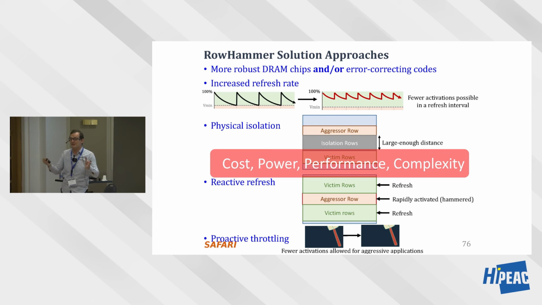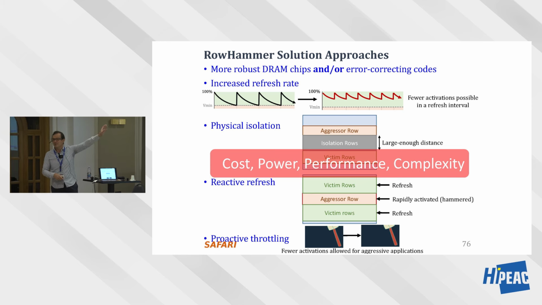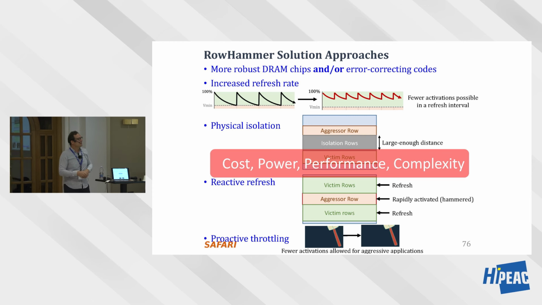Maybe security critical data is victim rows, right? And people have proposed solutions to this effect. I think this is very costly and wasteful, and some of these are not even secure. There's very interesting literature in security showing that physical isolation mechanisms are not secure because you have ways of bypassing them. So in my opinion, we're left with two major solutions today. One is reactive refresh, and the other is proactive throttling.